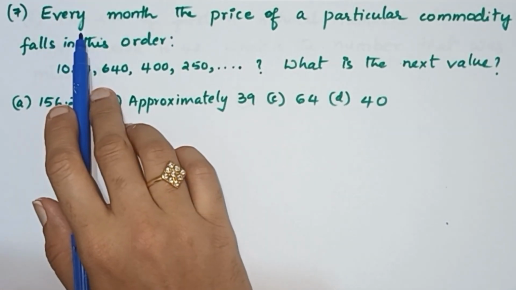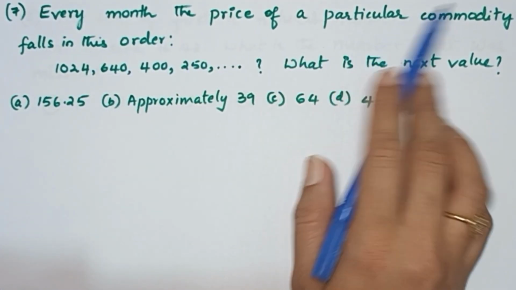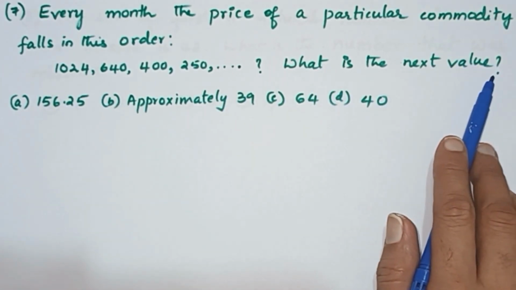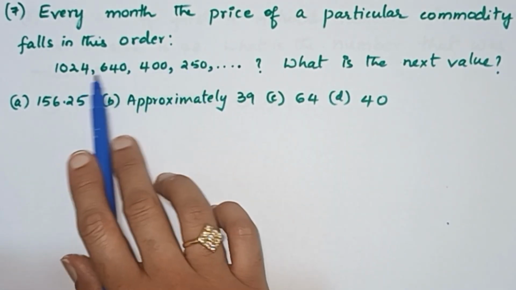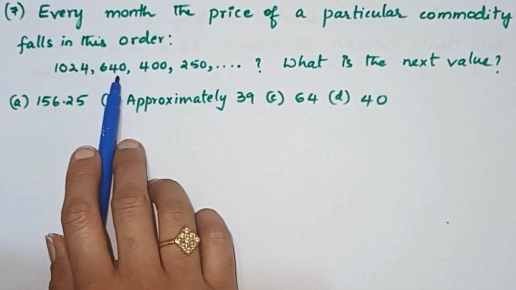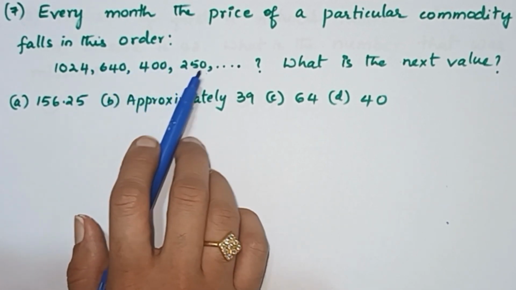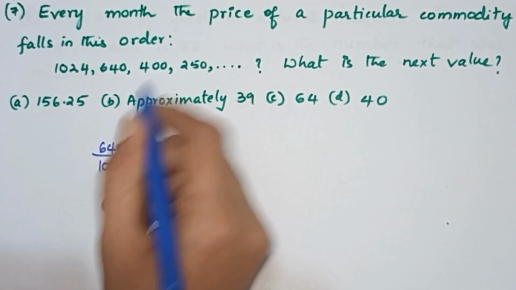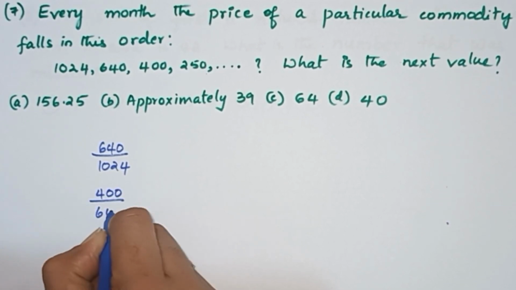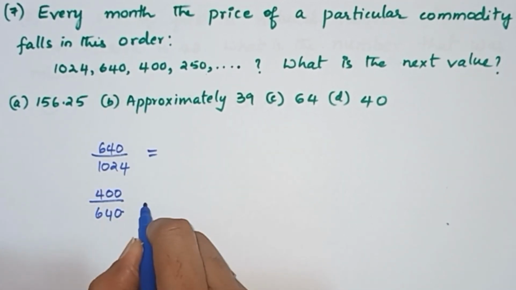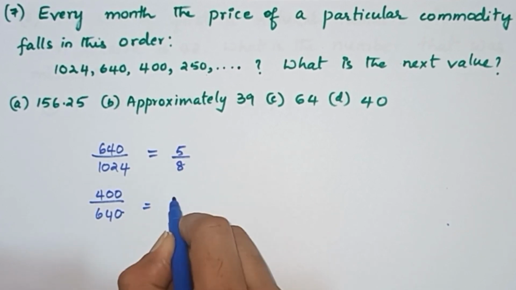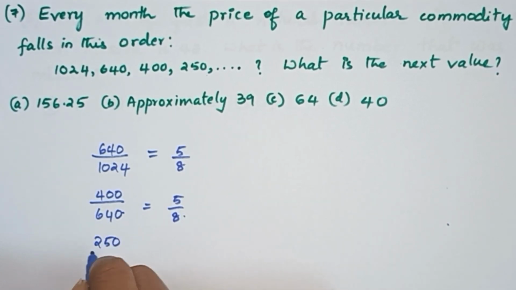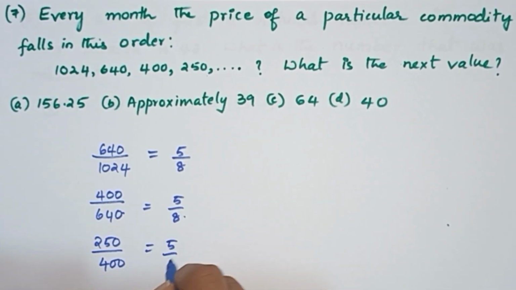Now, seventh question. Every month, the price of a particular commodity falls in this order. This is the order given. What is the next value? You can look at each term of this sequence and observe that this sequence is a geometric progression. That is because when you find 640 divided by 1024 or 400 divided by 640, the ratio is equal to 5 by 8. Each ratio is equal. Similarly, 250 by 400 also gives you the ratio 5 by 8.